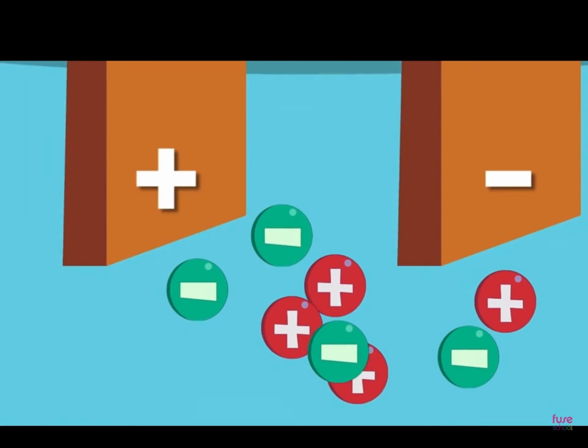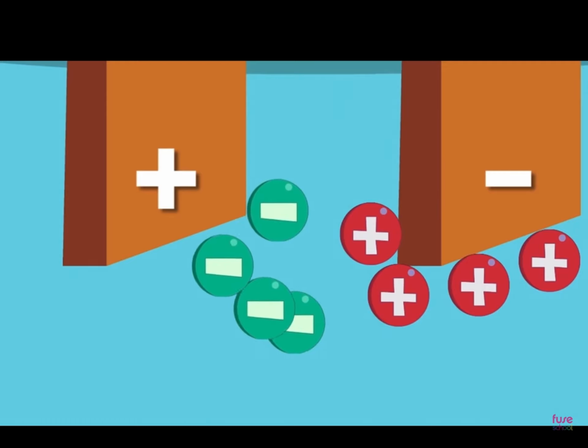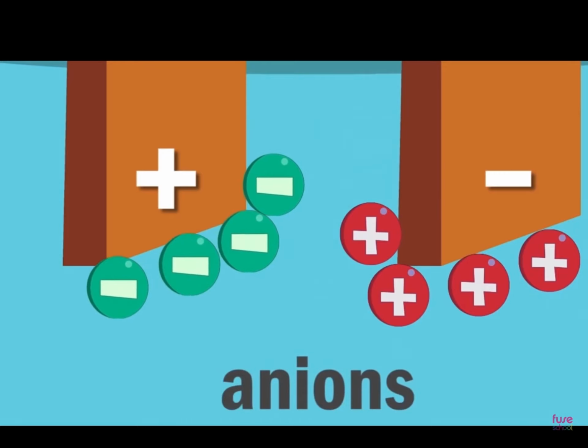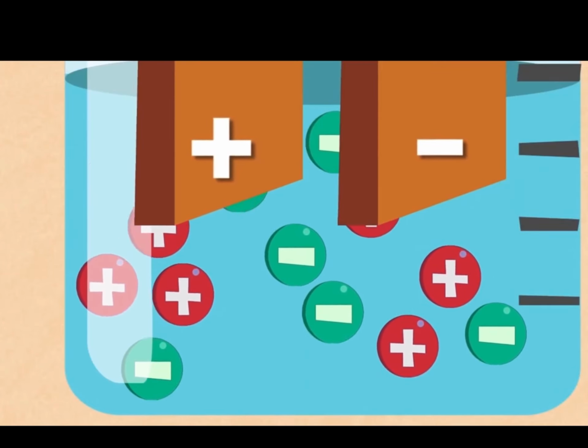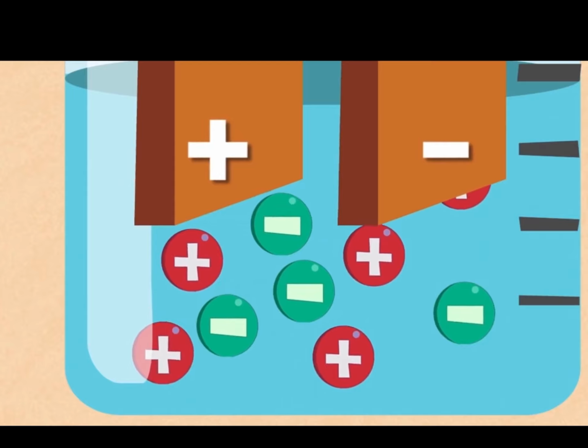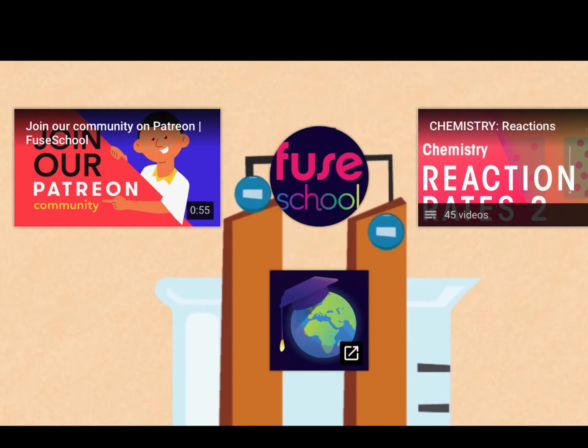Positive ions are called cations and are attracted to the cathode. Negative ions are called anions and are attracted to the anode. When current flows in an electrolyte, it is the ions that move and carry the electrical charge. When current flows in the electrodes and wires, it is the electrons that move.